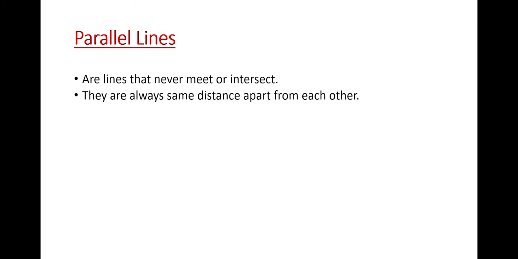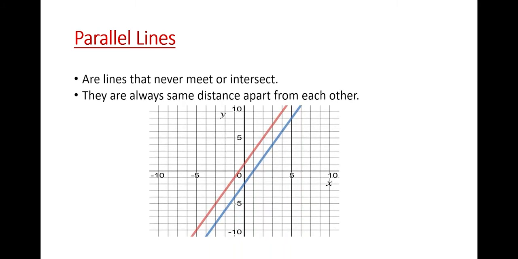We'll be finding equations of parallel lines by identifying the slope and y-intercept and writing in slope-intercept form. Parallel lines are lines that never meet or intersect. They are always the same distance apart from each other. For example, we see in this picture the red and blue lines. They're parallel to each other, the same distance. Each point is the same distance from each other.